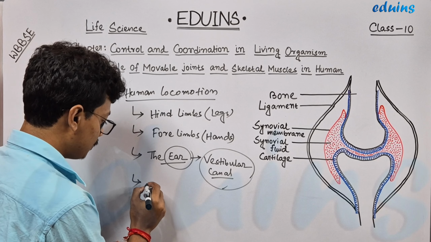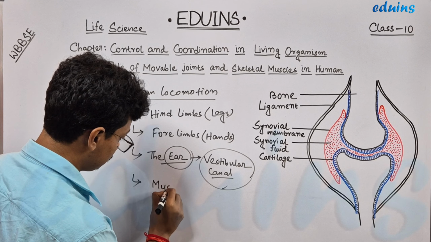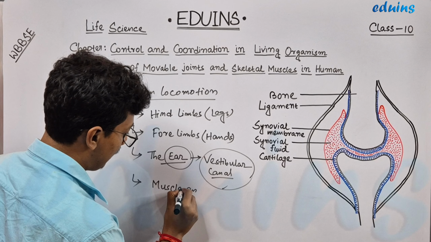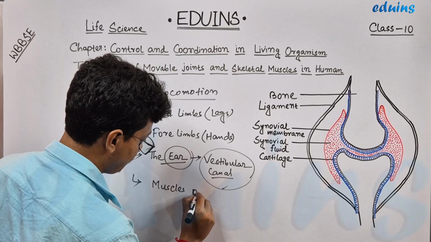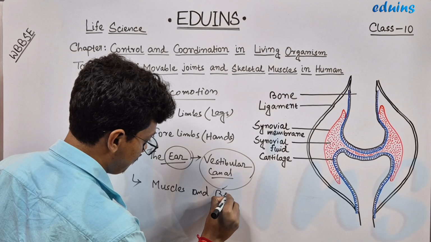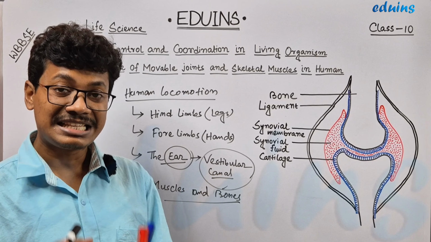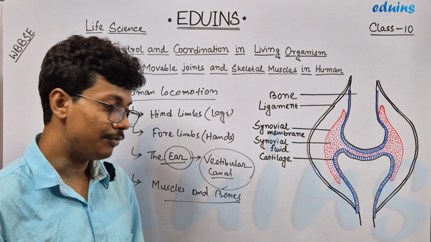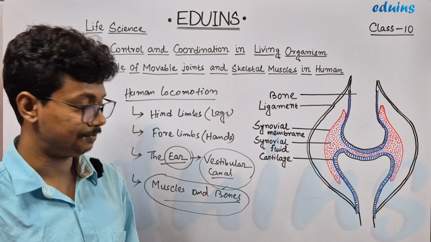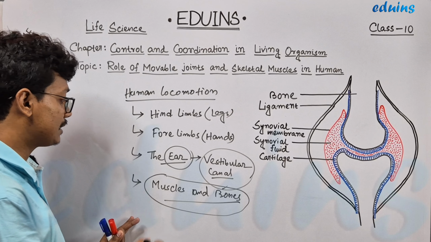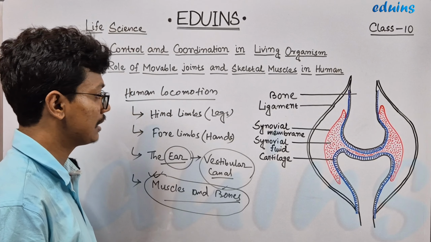And last but not the least, that is muscles and bones. The most important skeleton structure of our body, which actually helps in locomotion in humans. So we will discuss the muscles and the bones in today's class.